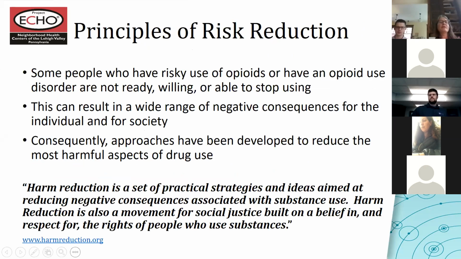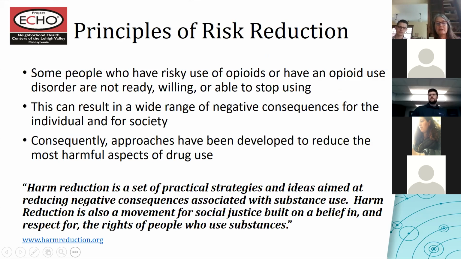So, principles of risk reduction when we're thinking about opiate use disorders: there are some people who have some risky use of opioids or have an opiate use disorder, and they're not ready, willing, or able to stop using right now. Oftentimes, we know that the use can have negative consequences for the individual. That's part of our definition of a substance use disorder. And it can have negative consequences for their families, for their community, or for society as a whole. So what are the things that we can do to reduce the most harmful aspects of drug use?